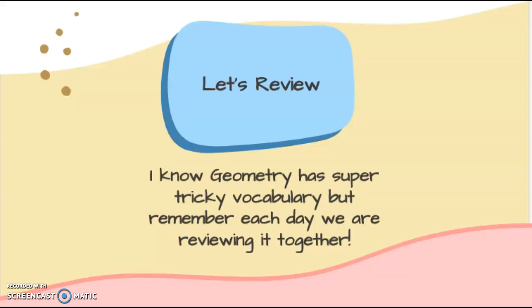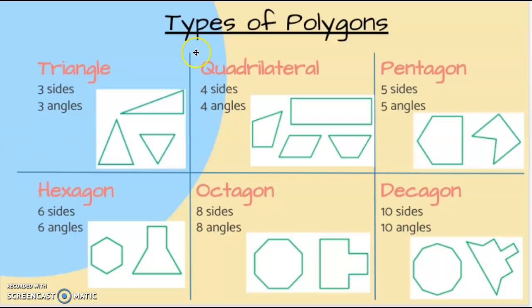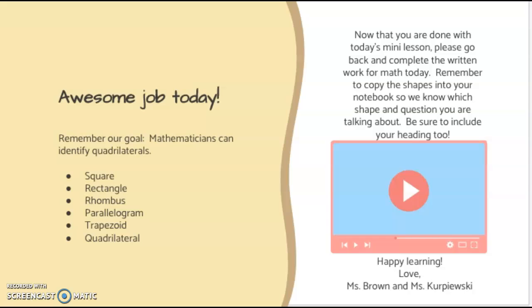Let's quickly review some of the vocabulary that we've been going over with geometry on other types of polygons. Types of polygons: triangle, 3 sides, 3 angles; quadrilateral that we worked on today, 4 sides, 4 angles; pentagon, 5 sides, 5 angles; hexagon, hex means 6, 6 sides, 6 angles; octagon, 8 sides, 8 angles; decagon, 10 sides, 10 angles.